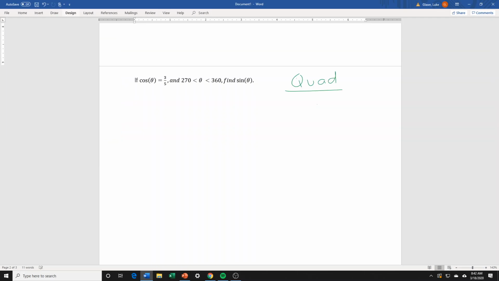So what quadrant are we in? Well, cosine is positive, and it says that we're between 270 and 360 degrees. So if I look at my unit circle, what quadrant is between 270 and 360? It's the fourth quadrant, which means that sine, the y value, is negative. I would encourage you to pause the video now and try to work this out yourself.